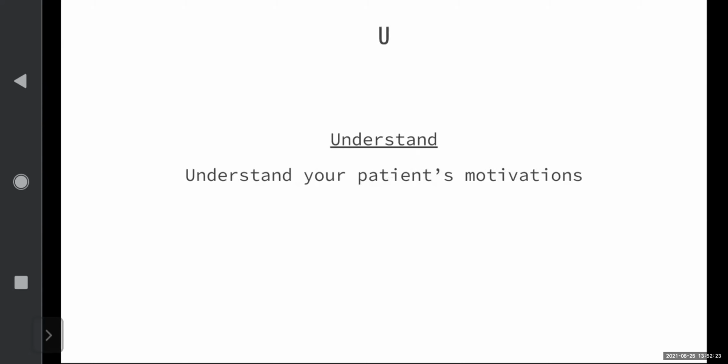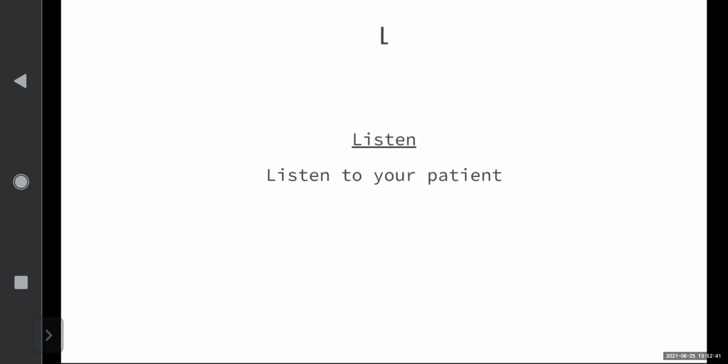The second one, U, stands for understand. As a practitioner, we need to understand your patient's motivations. You need to be interested in your patient's own concerns, values, and motivations for change. L stands for listen. You need to be able to listen to your patient with empathy. And the answers most likely lie within the patient, and finding them requires some listening.